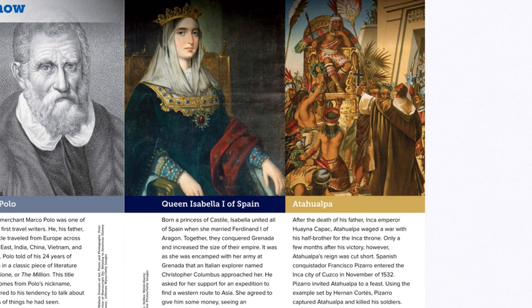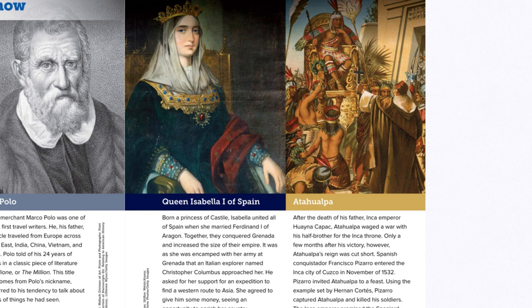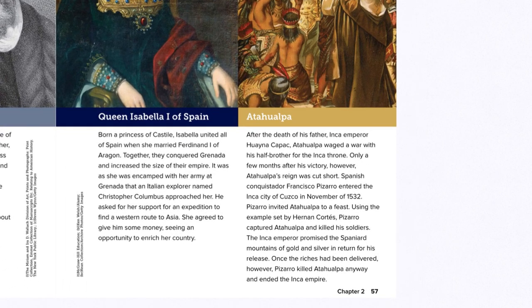All right, last, we have Atahualpa. Let's take a look at him. So it says, after the death of his father, Inca Emperor Huayna Capac, Atahualpa waged war with his half-brother for the Inca throne. Only a few months after his victory, however, Atahualpa's reign was cut short.